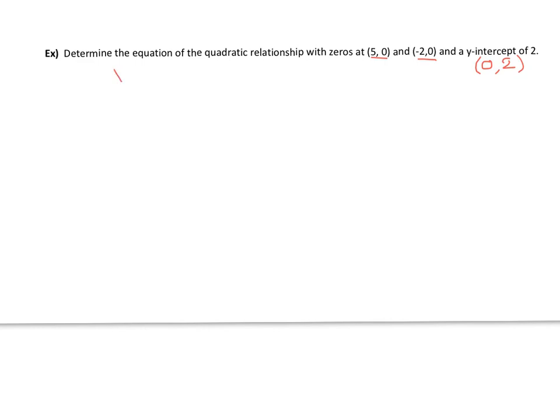All right, so finding this out, I'm going to have y equals a, and then we would have an x minus 5 and an x plus 2. So we're taking away that negative 2, but when we take away a negative, we get a positive out of that. I'm going to sub 2 in for the y and 0 in for the x.